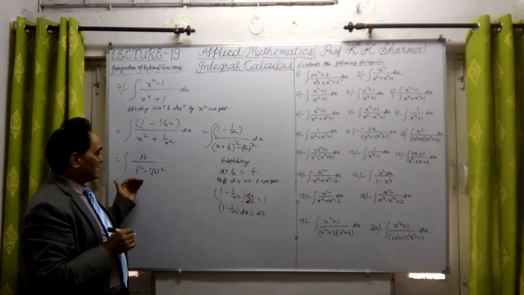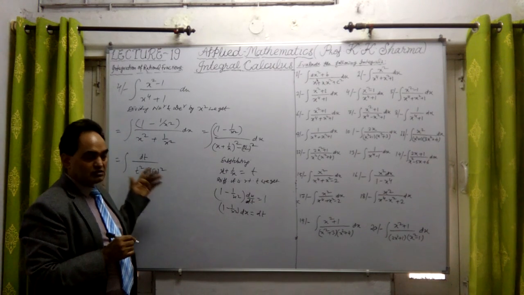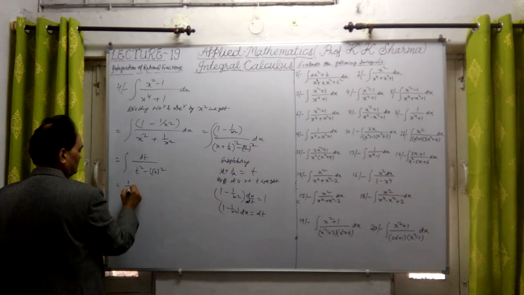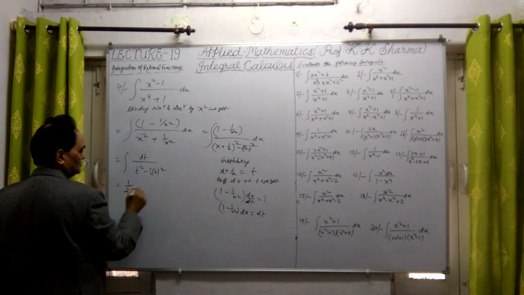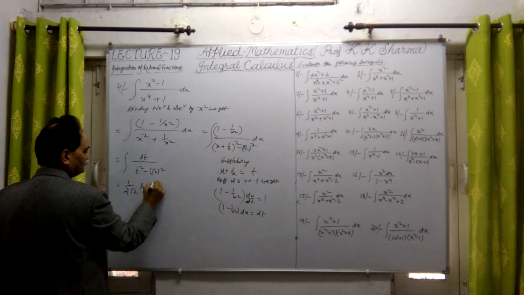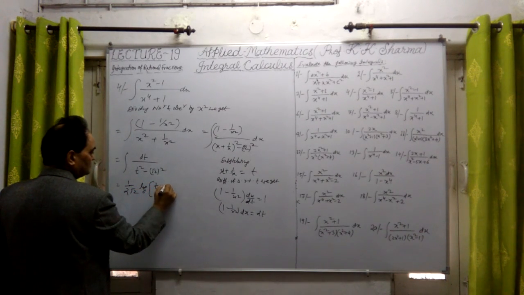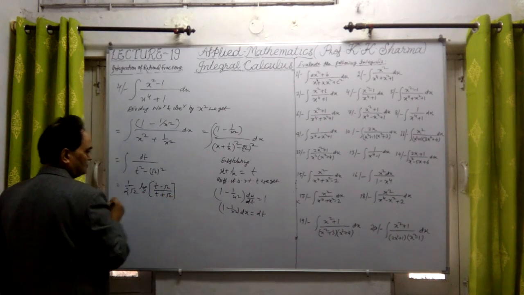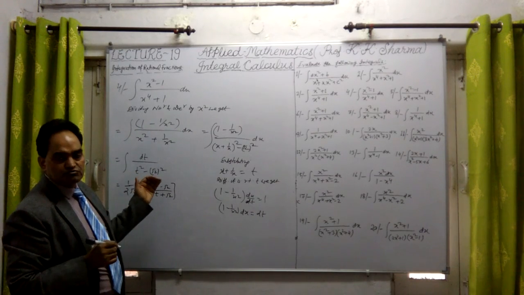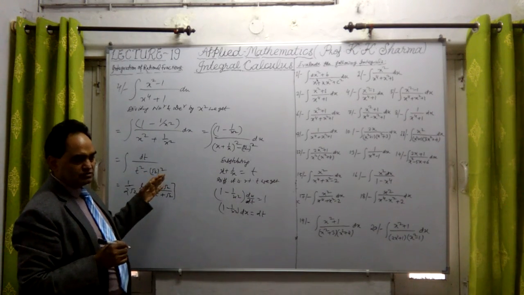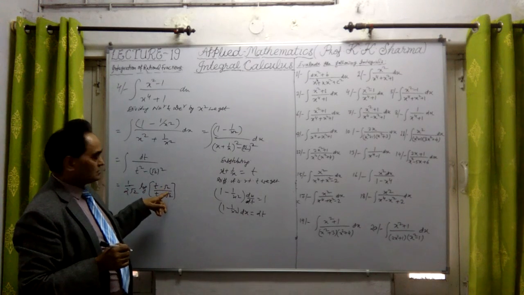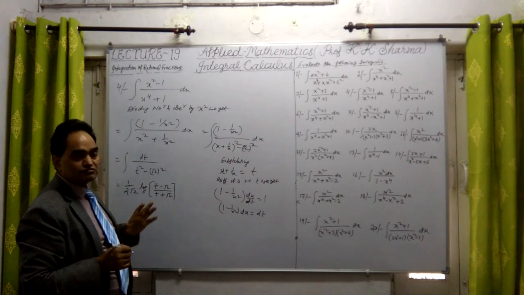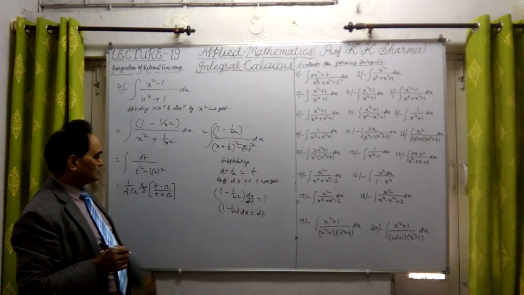This is x square minus a square type, the first type of question. The answer will be 1 upon 2a, a means root 2, into log of t minus root 2 upon t plus root 2. If it is a square minus x square, then it will be a plus x upon a minus x in the denominator. But in this case, it is log of this one.